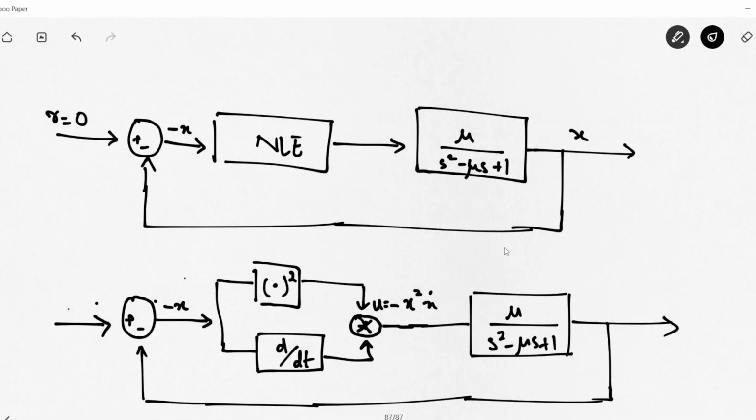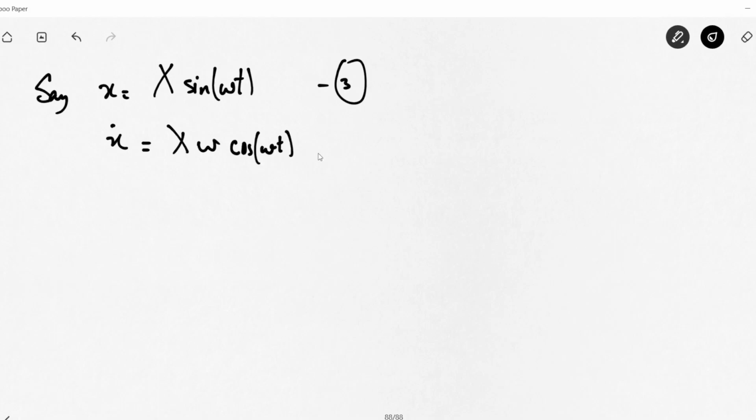So with this block diagram, now we'll replace this nonlinear element by its describing function. For the describing function, we need to assume the input x to this nonlinear block is a sinusoidal input. So therefore, x(t) is equal to X sin omega t, the sinusoidal input going to the nonlinear element. That is equation number 3, and therefore x dot will be equal to X omega cos omega t.